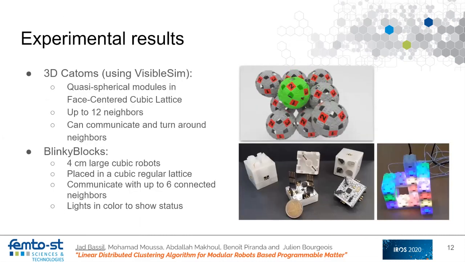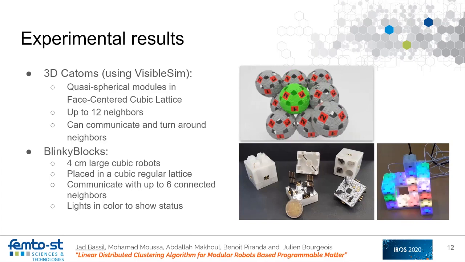In order to validate our algorithm, we conducted different simulations using VisibleSim, which is a discrete event simulator that can support tens of thousands of modules of different types, including the 3D Catoms used in our simulations. 3D Catoms are quasi-spherical modules placed in a face-centered cubic lattice. They can communicate and turn around up to 12 neighbors.